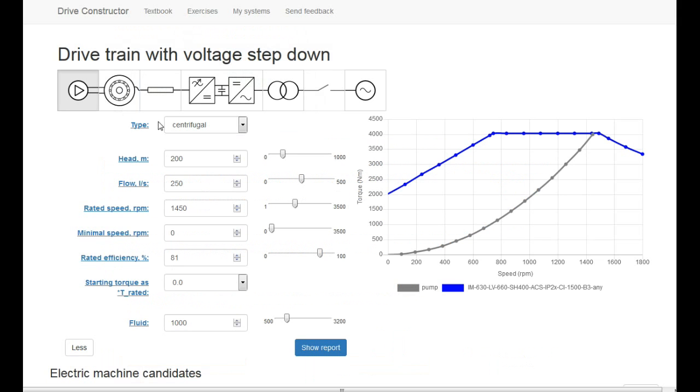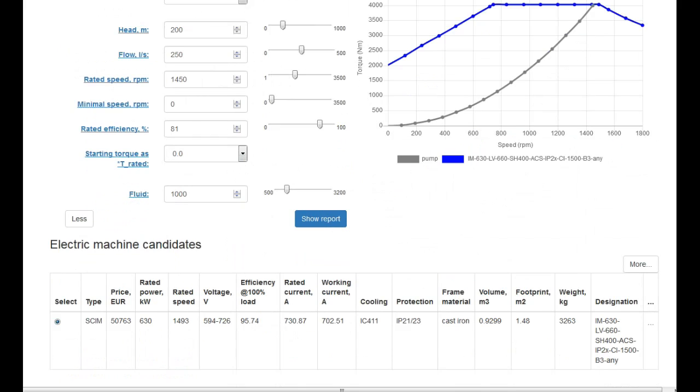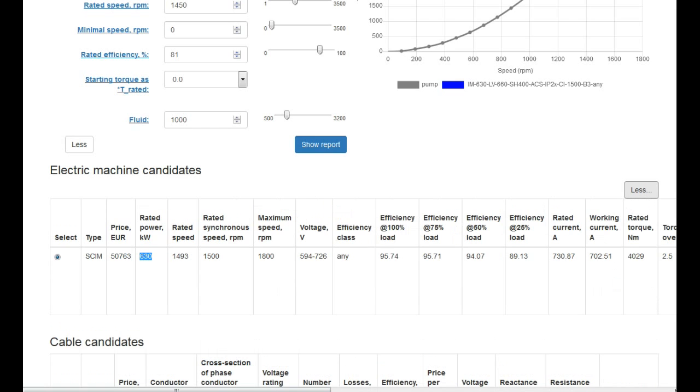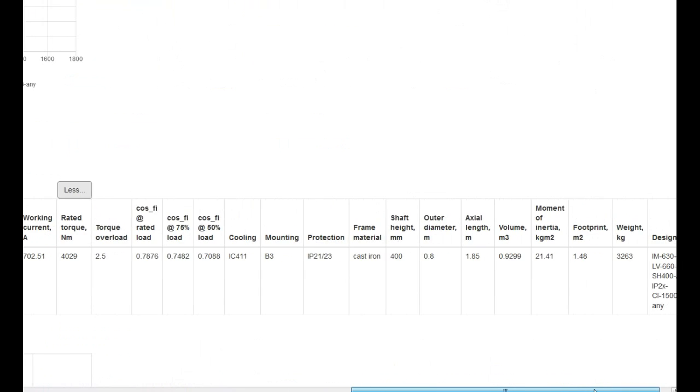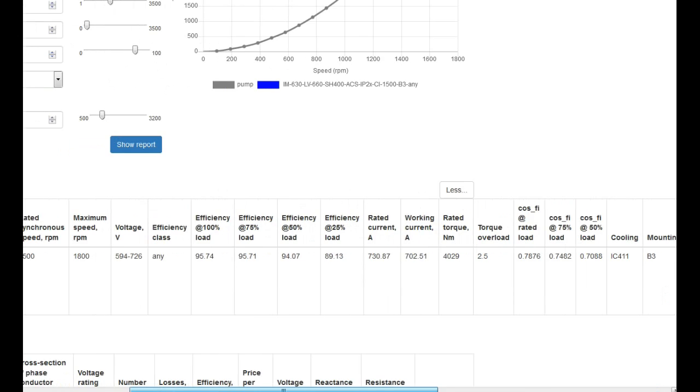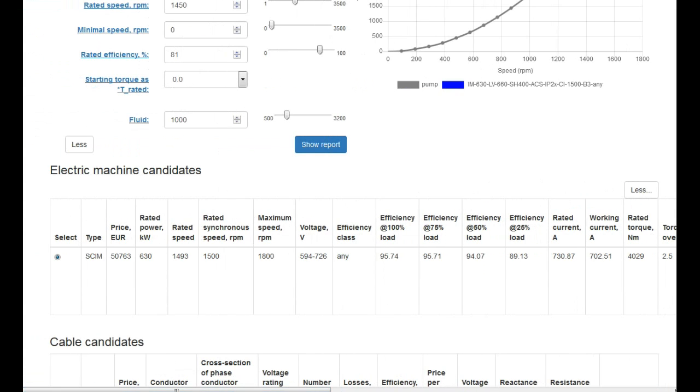Well, let's try to solve the problem with the help of DriveConstructor. So first, as usual, we set up the parameters of the pump, and then what we are after is of course the price of the components, but first of all the dimensions of the components, because we need to fit a quite constrained space. So you see the electric machine will have a diameter of 0.8 meters, that roughly corresponds to its width, and a certain length that we saw there.